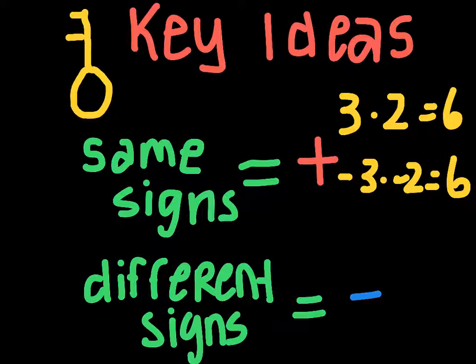Okay? Right. The answer of two numbers with different signs will always be negative. So if we have negative 3 times 2, one has negative and one has positive. So that means that the answer will be negative 6. Okay? So basically, same sign, positive. Different signs, negative.